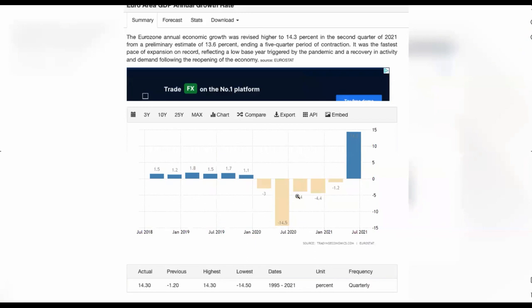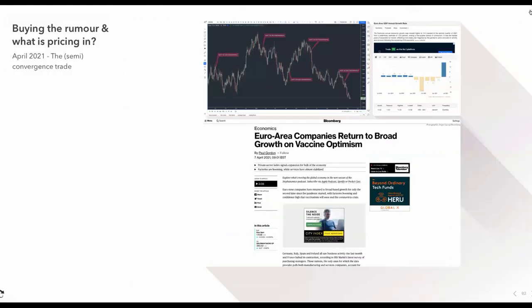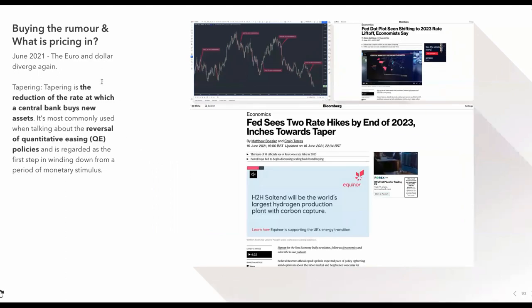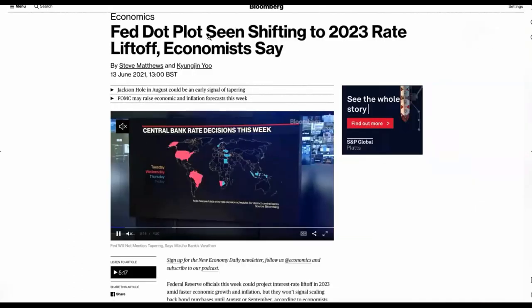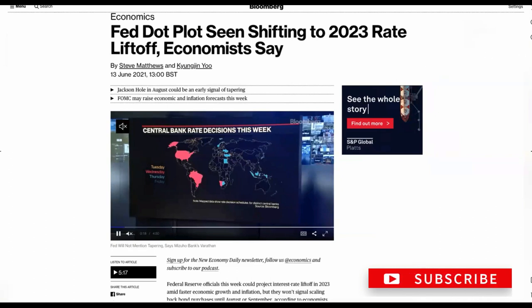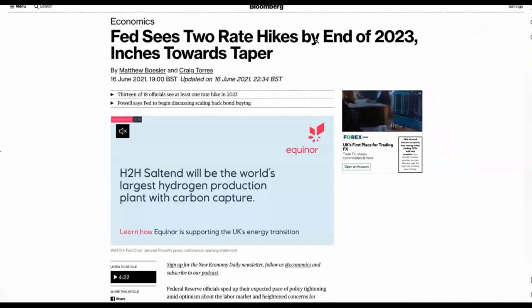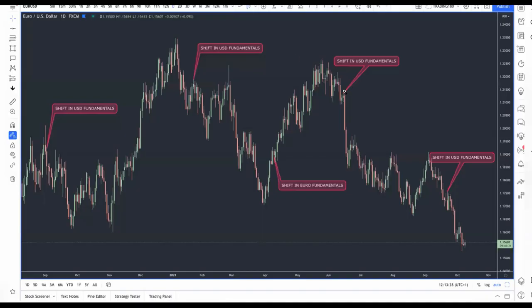You started to see it here, for example, with GDP. Don't know if you can see that GDP area, and euro growth started to catch up, right? Then we had June. In June, what did we have? We saw the Fed dot plot seen shifting to 2023 rate hikes, liftoff, economists say. And we also had the Fed seeing two rate hikes by the end of 2023. So now they really start to ramp up. And what do we see in June? Shifting the fundamentals, the dollar getting much stronger, the euro actually getting weaker. And then we saw the beginning of this downtrend.